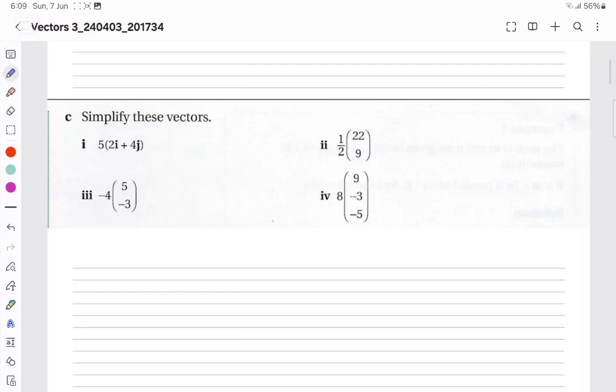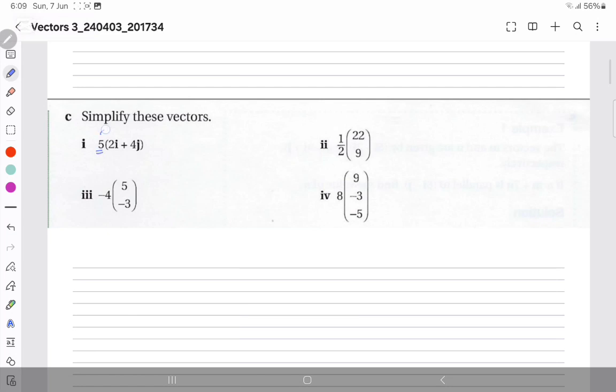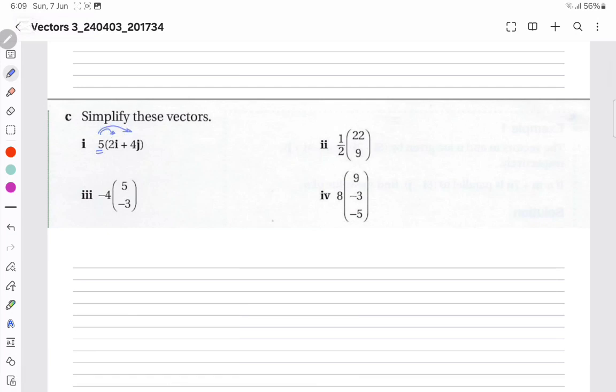In multiplication only, we just multiply every member by each component inside the bracket. So we distribute 5 times 2, it will be 10i. 5 times 4, it will be 20j. Also here, negative 4 times 5, it will be negative 20. Negative 4 times negative 3, it will be positive 12 in column vector.